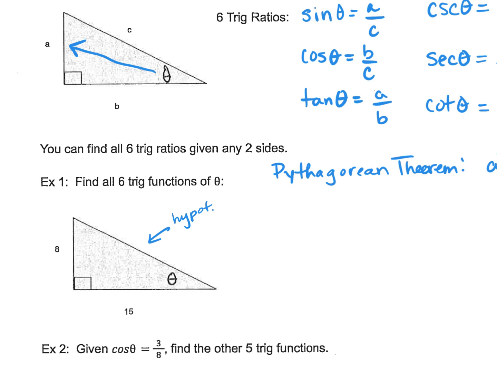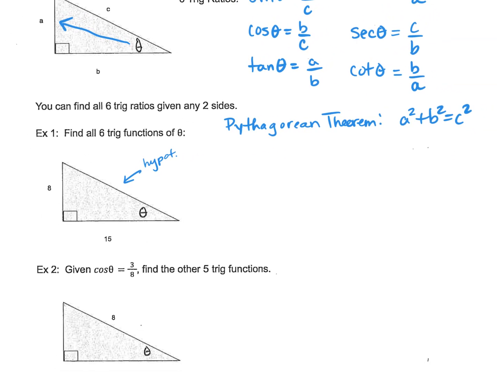All right, so how do we plug in? What's our Pythagorean theorem going to look like here for the third side? Equals? Okay, so solve for C, please.